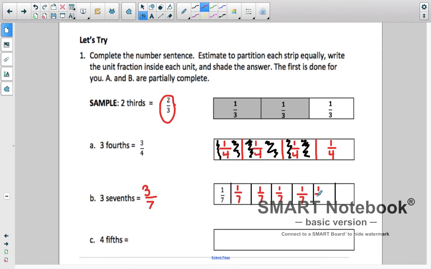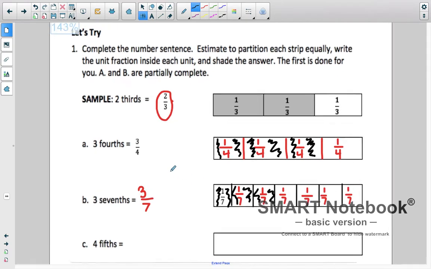They already partitioned it into 7 equal pieces for us. Now, remember, the top number is how many pieces I'm going to shade. So I'm going to shade 3 pieces. 1, 2, and 3.